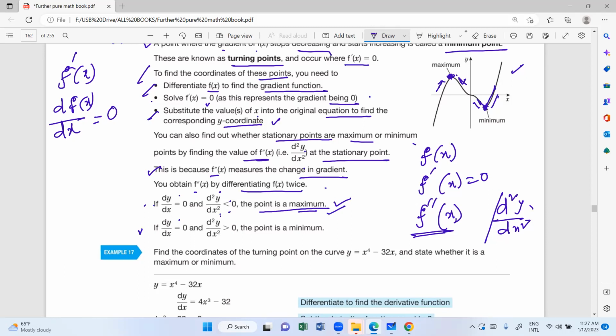If dy by dx equals 0 and d squared y by dx squared is greater than 0, then the point is a minimum. Now again, I want to show you on the board.